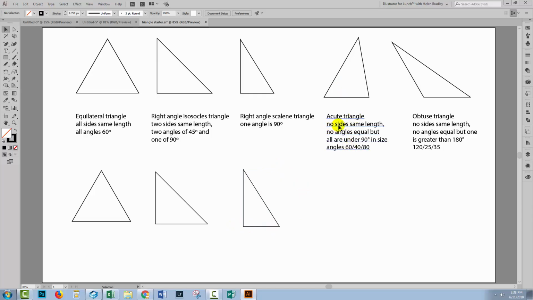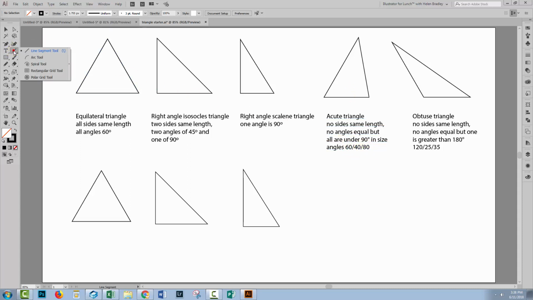Now, an acute triangle has no sides of the same length. None of these sides need to be the same length. None of the angles need to be equal, but all angles are under 90 degrees because that's an acute triangle. Each one of these angles is less than 90 degrees. Total them, they add up to 180 degrees. So we're going to draw one 60 degrees, 40 degrees, and 80 degrees.